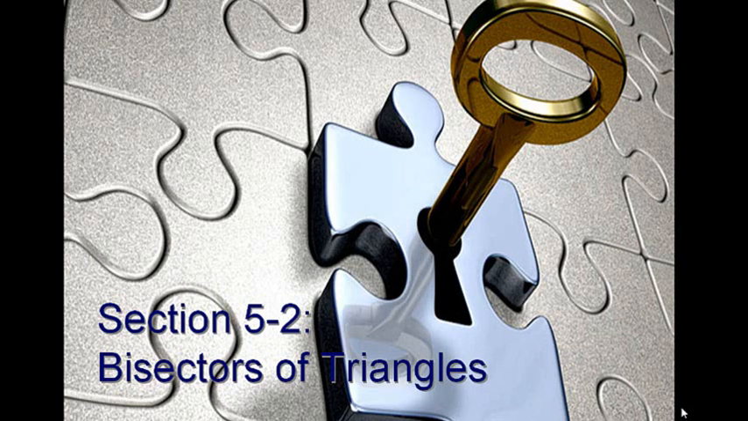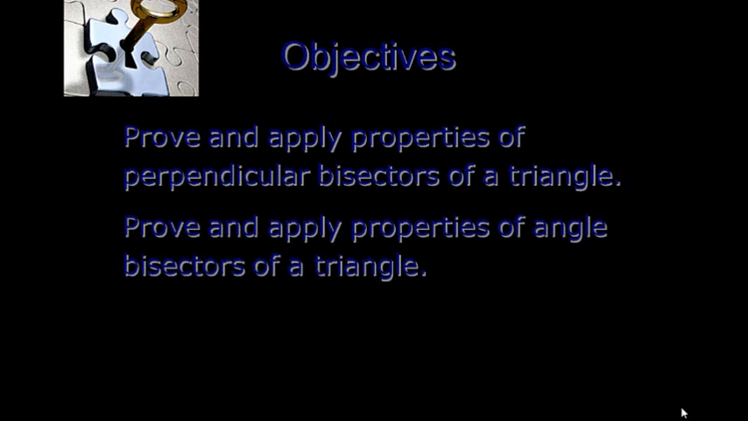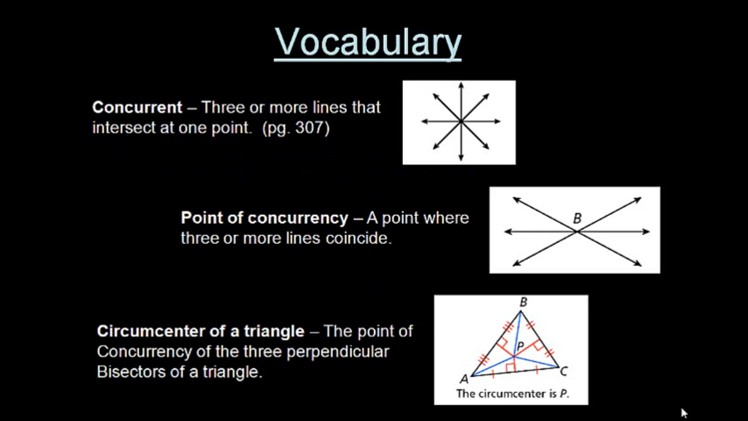Section 5-2, Bisectors of Triangles. The objective of this lesson will be to prove and apply properties of perpendicular bisectors of a triangle and to prove and apply properties of angle bisectors of a triangle.